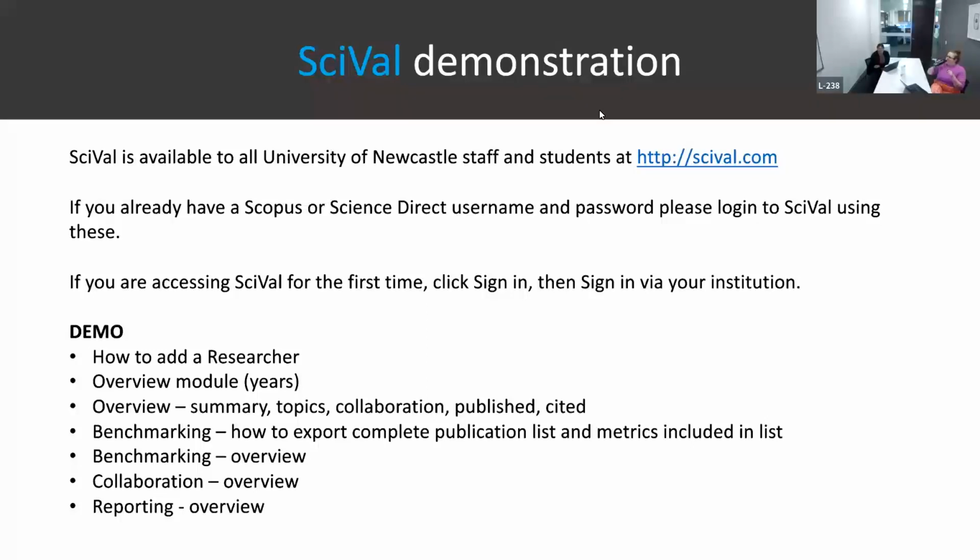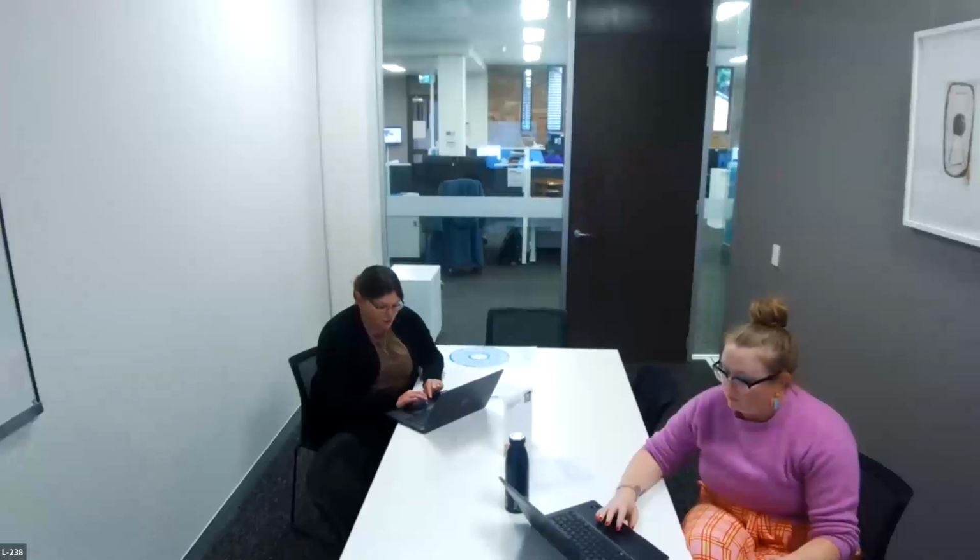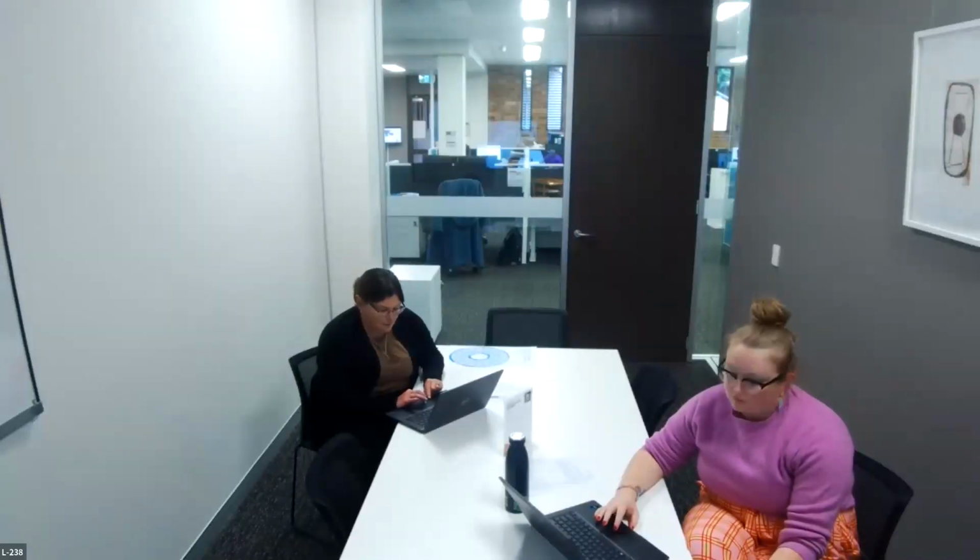If you're going to follow along today, or if you're accessing it for the first time, when we log in, you'll be clicking sign in by your institution. What we're going to look at is how to add yourself, how to add a researcher. We'll have a look at the overview module, the benchmarking module, collaboration, and I'll show you how to add a few of the metrics to a report. I'm just going to switch screen shares.